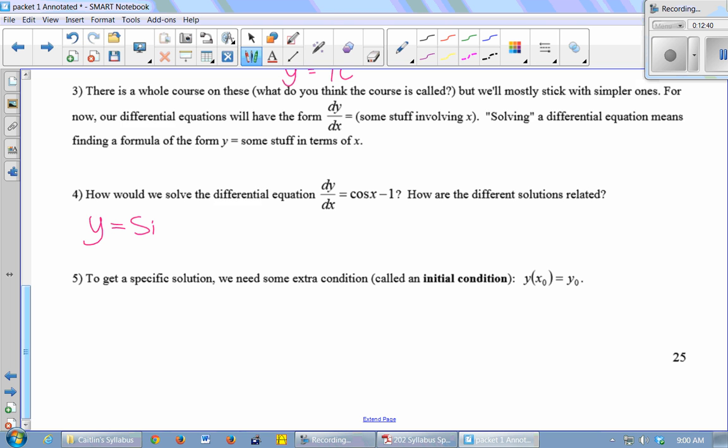Sine x. The antiderivative of negative 1? Minus x. And then plus c. That's a function whose derivative is cosine x minus 1. So there are infinite solutions, right? You can pick any c, and that will give you a solution to this differential equation. So all solutions differ by a constant.